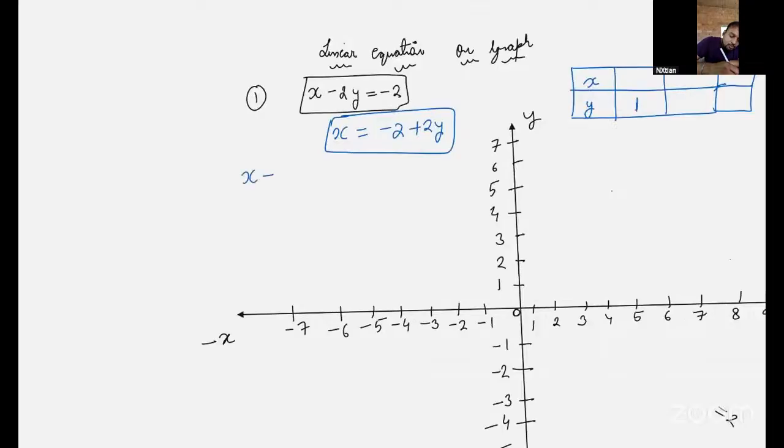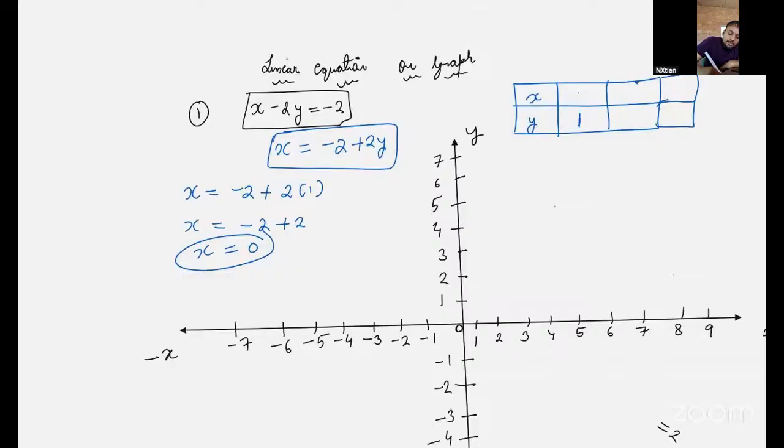So x is equals to -2 plus, can you make y 2? Yeah, you can take. So it will become x is equals to -2 plus 2, so x is equals to 0. So when you assume the value of y as 1, you will get x value as 0. Got it? Yes or no? Yeah, got it, sir. Now take another value of y.